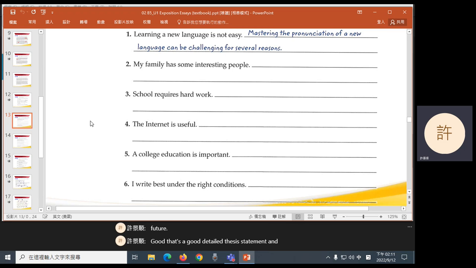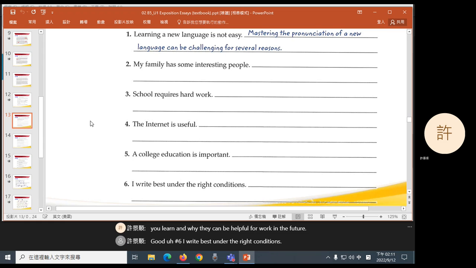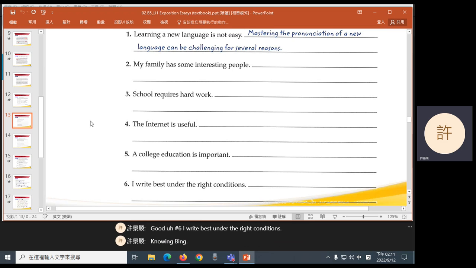And so the rest of your essay will be focusing on different things that you learn and why they can be helpful for work in the future. Good. Number six, I write best under the right conditions. Lo Yanbing? Yes, what do you have for number six?